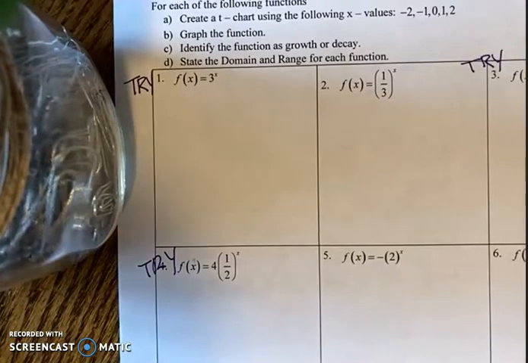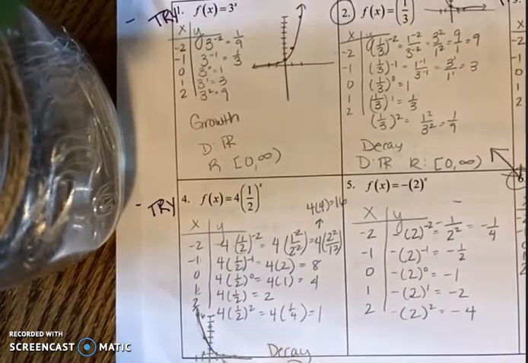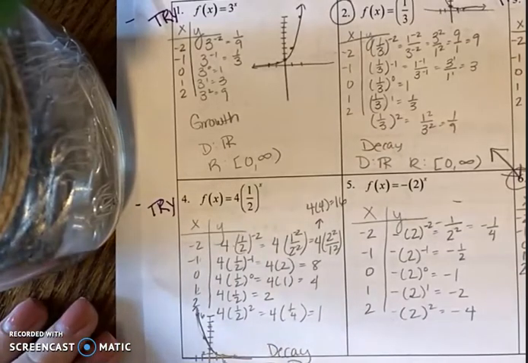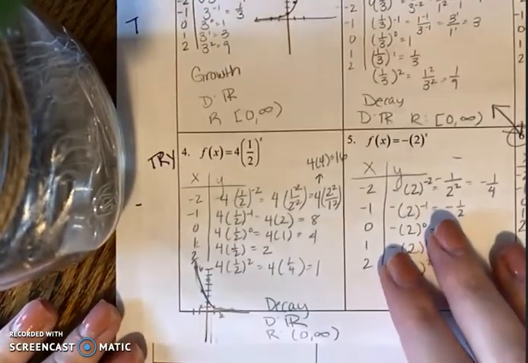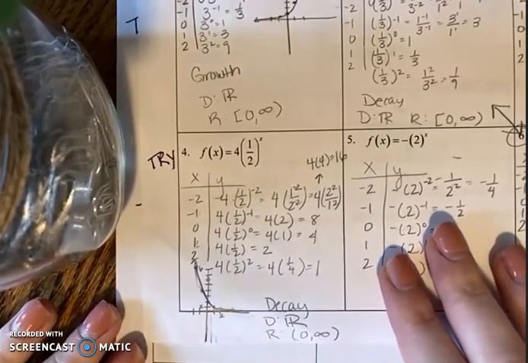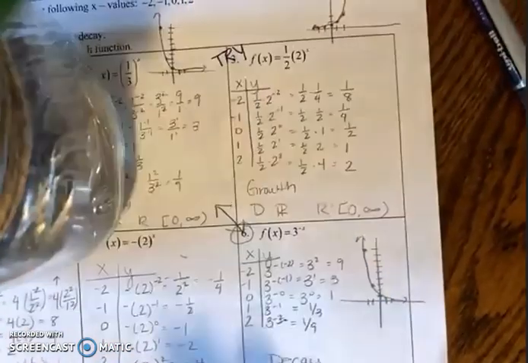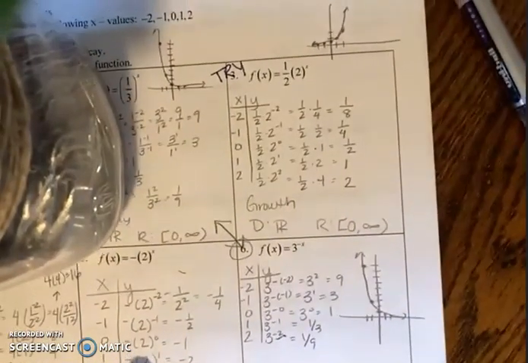I would now like you to try 1, 3, and 4. Hit play when you're ready to check your answers. Feel free to pause it so you can check your answers for 1 and 4. I know you can't see it on yours, but number 4 is domain all real numbers, range 0 to infinity. And then here's number 3. Feel free to pause it and check your answers. There's my graph for number 3 right above.